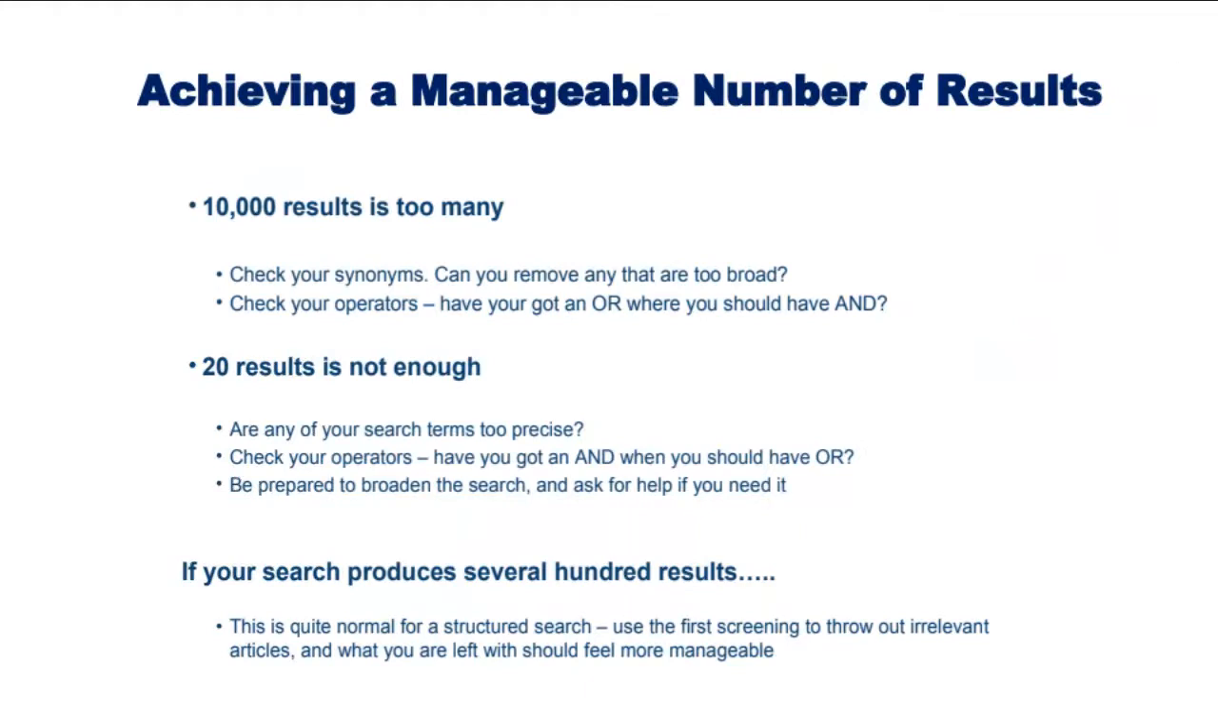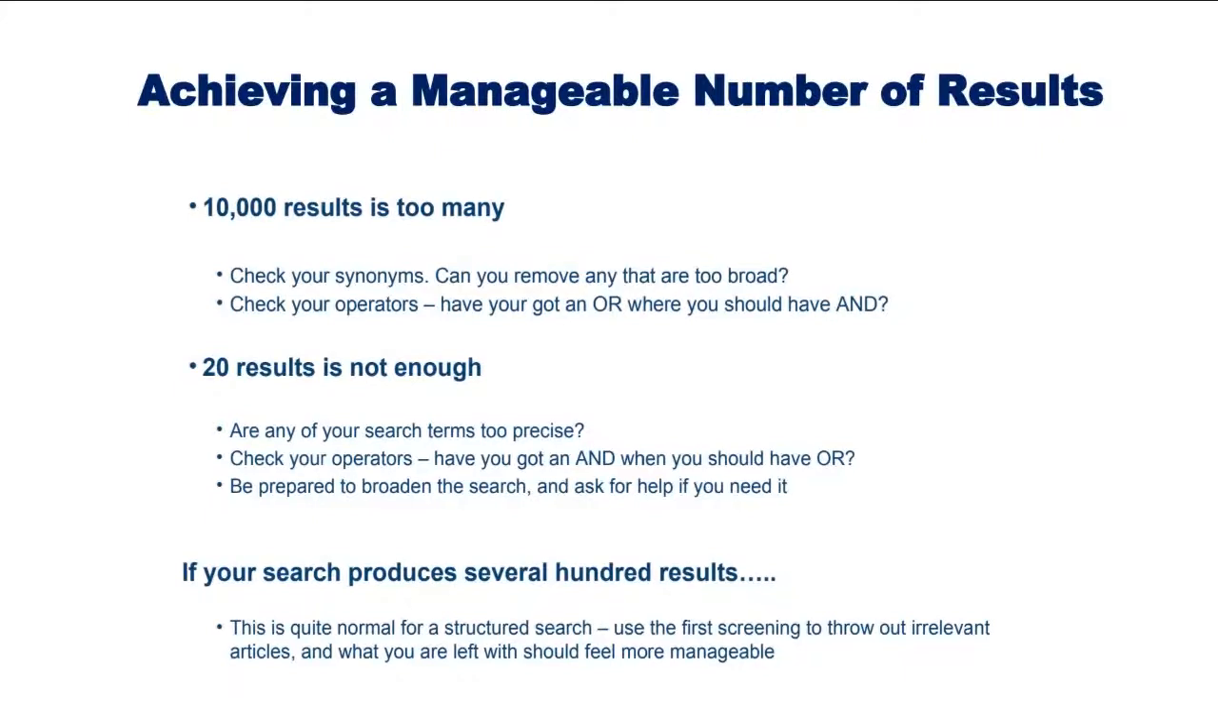Now you have to decide when to use AND or OR, and I will give you an example in the coming slides. Generally, if you are getting 10,000 results and that is too many, you need to check your synonyms. Sometimes you might want to remove any synonyms that are too broad. Also check your operators, and whether you have an OR where you should have an AND. Sometimes you get very few results, only 20, especially if you're looking at very new or novel, latest topics, where you might not get many articles.